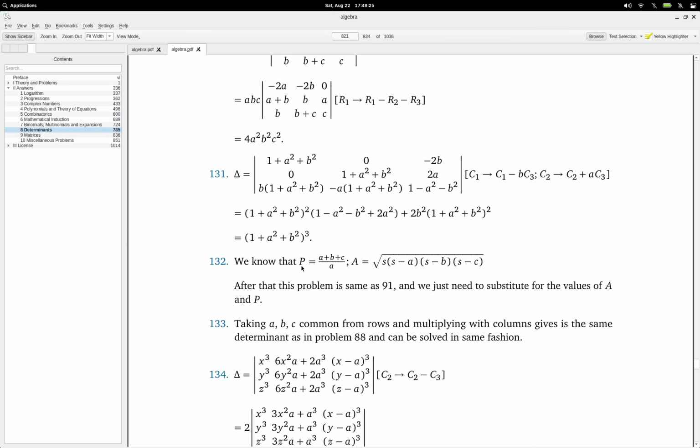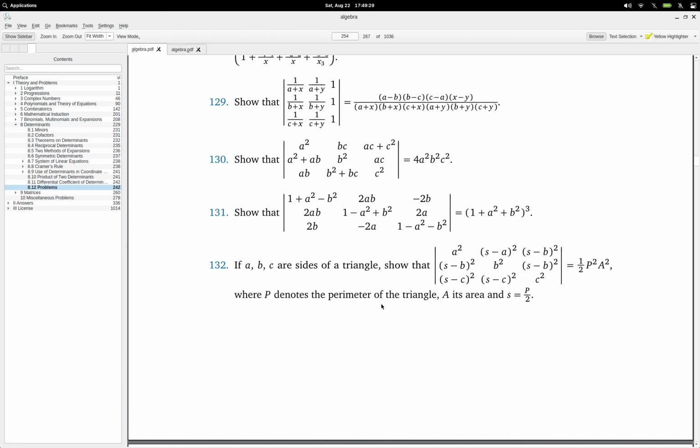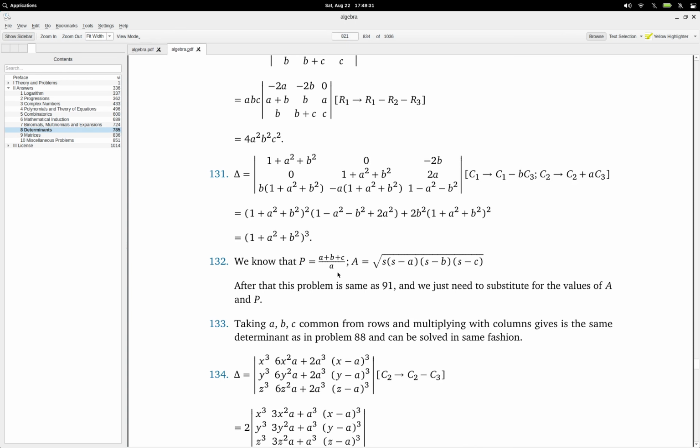So we know that perimeter is equal to a plus b plus c. And this a is not there in the denominator. This is wrong. And area is equal to square root of s times (s minus a) times (s minus b) times (s minus c). And the problem is same as 91. We just need to substitute for the values of a and p.